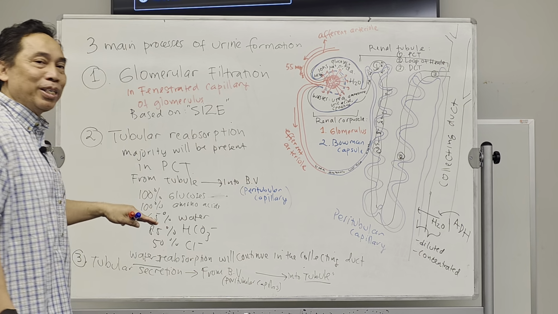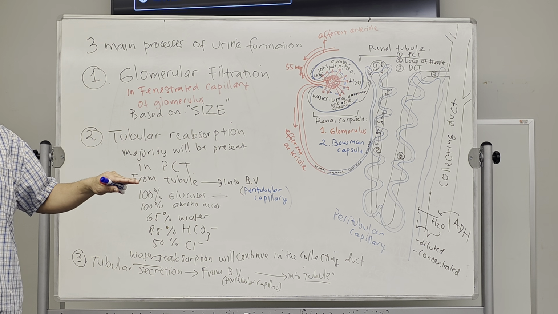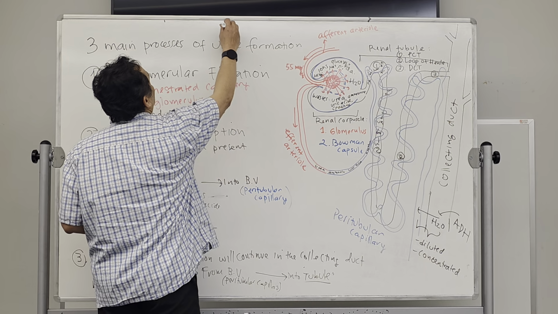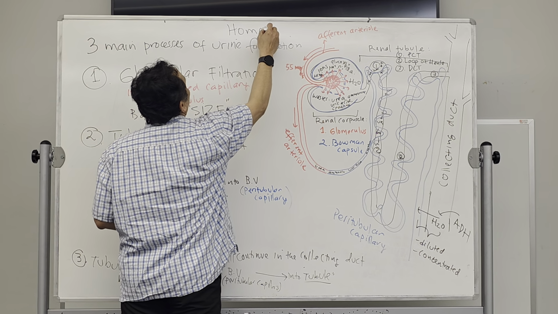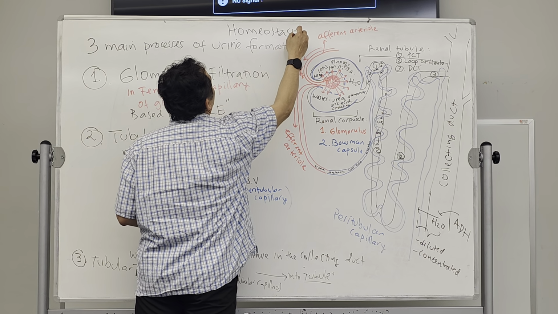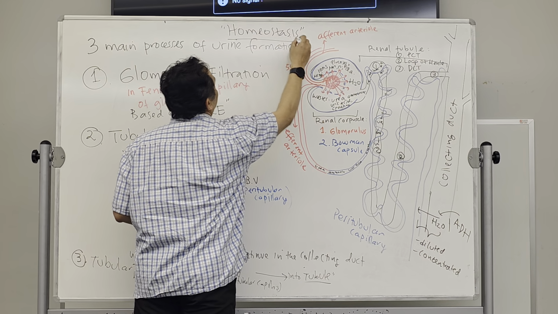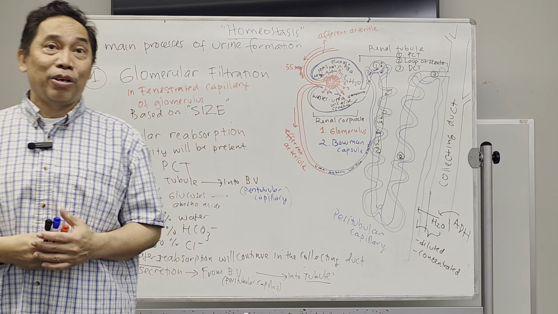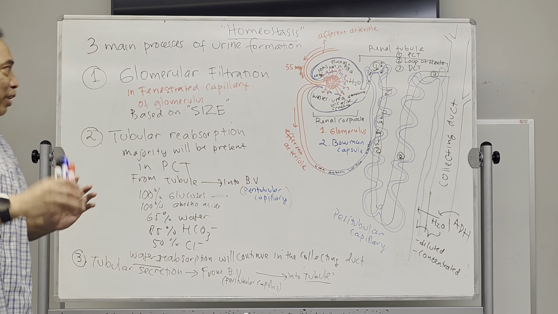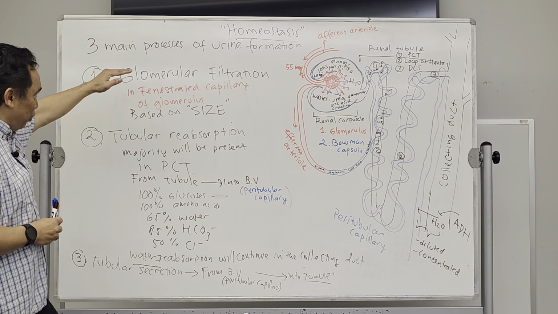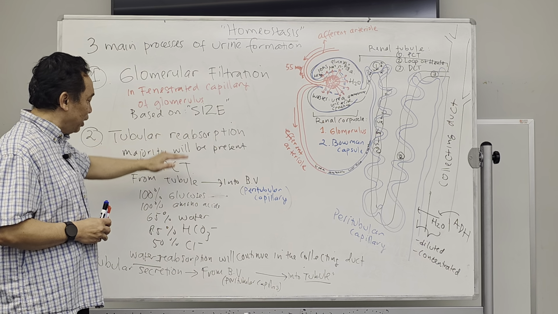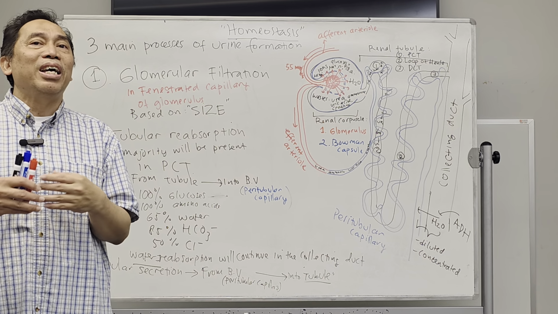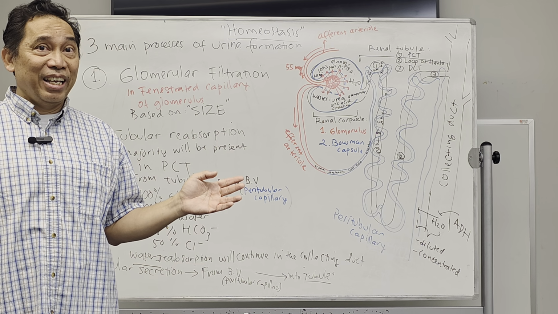This process must be controlled, right? Remember homeostasis. All the processes in our body have to be in normal condition. So we need to do the filtrations, reabsorptions, and secretions within our normal range.